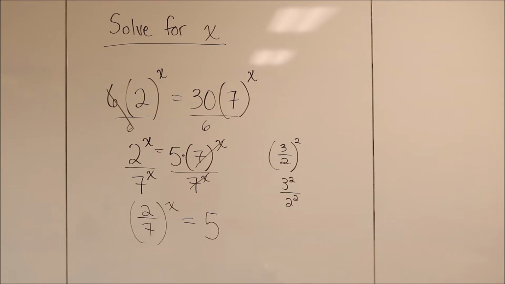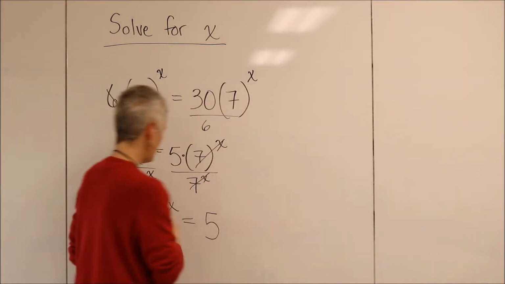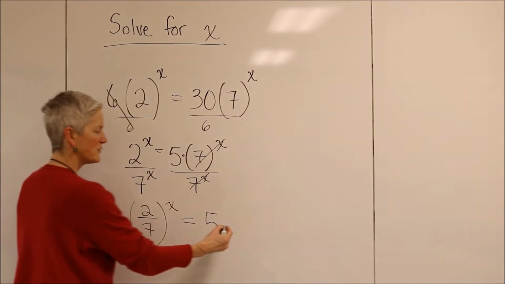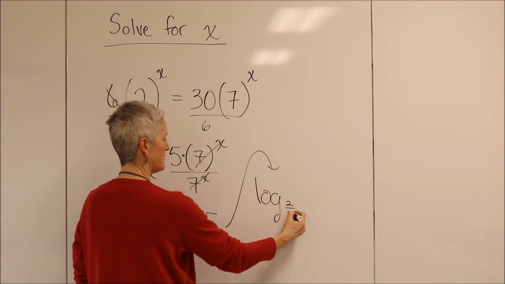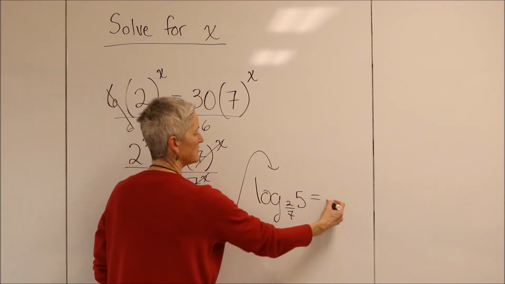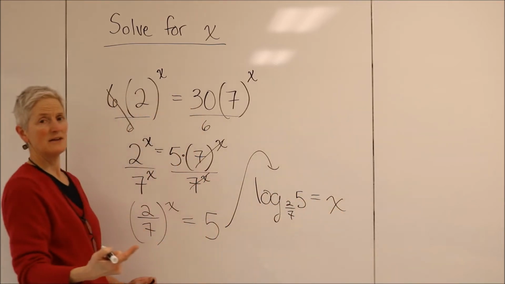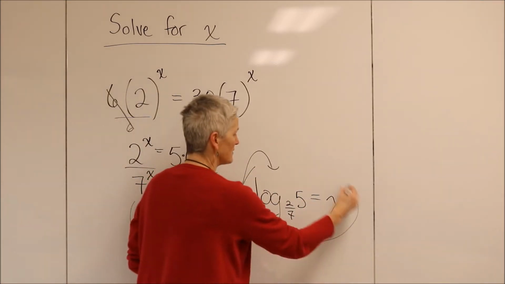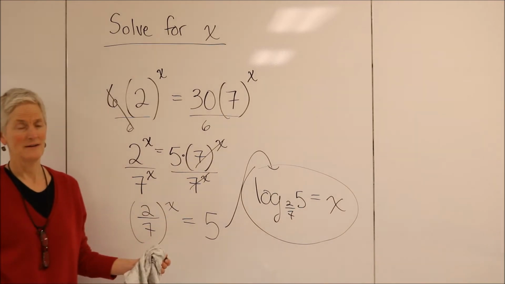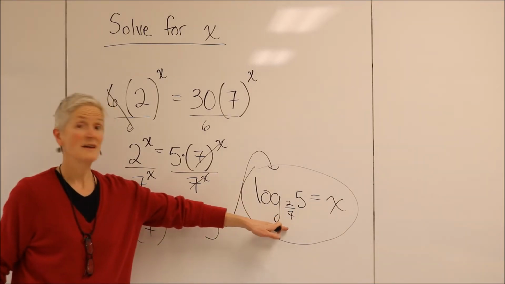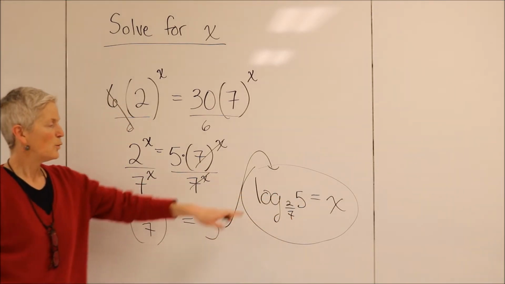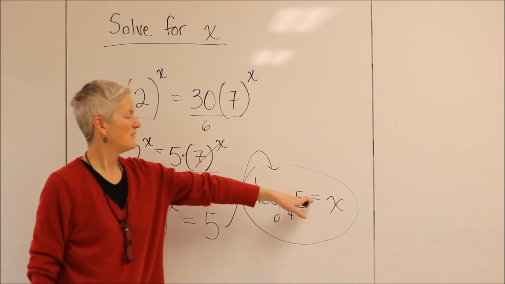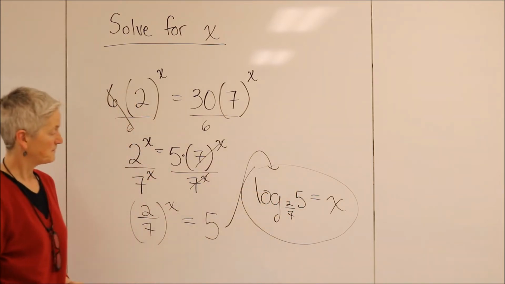Now we have this in our nice form. I can just rewrite this in log form: log base 2/7 of 5 equals x. Did I isolate x? You did. I solved for x. Now, I don't have a calculator, but you could find the decimal equivalent by putting that in the calculator as is, or using the change of base: log of 5 divided by the log of 2/7.